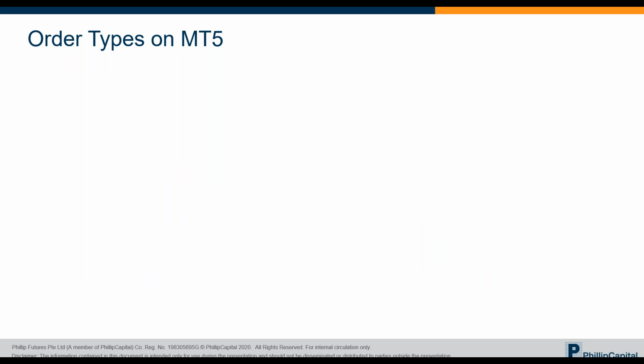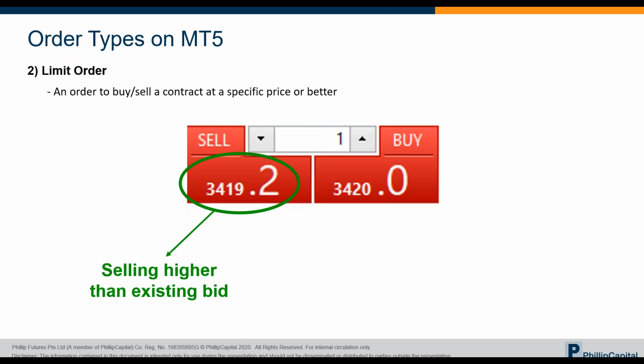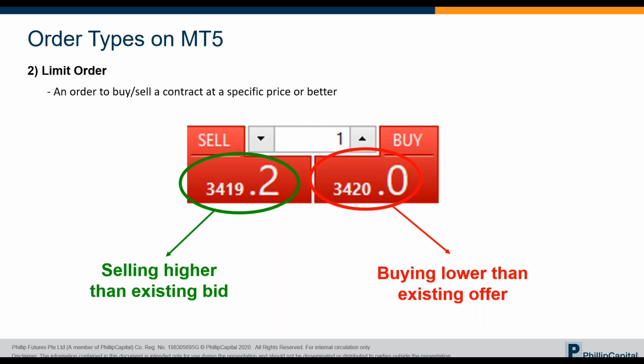Okay, so the next order type that we'll be looking at is limit order, which is to queue to buy or sell a contract at a specific price or better. Essentially the same thing. Let's say the market is quoting at the same prices right now. What you're trying to do with a limit order is sell higher than what the bid is quoting, or buy lower than the existing offer. So what you're doing is to queue to buy it at a better price.